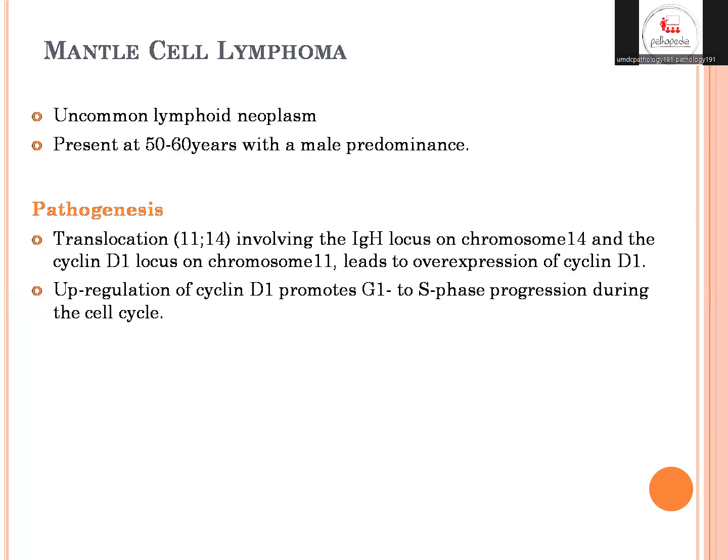Mantle cell lymphoma is another type of non-Hodgkin lymphoma, and it is an uncommon type of lymphoma present at 50 to 60 years of age with male predominance. It occurs due to translocation between chromosome 11 and 14, involving the immunoglobulin heavy chain locus of chromosome 14 and the cyclin D1 locus of chromosome 11. This leads to overexpression of cyclin D1. The upregulation of cyclin D1 promotes G1 to S phase progression during the cell cycle.